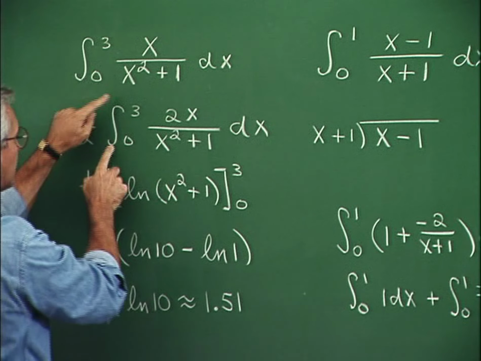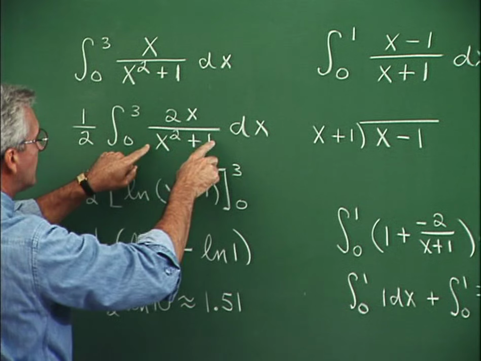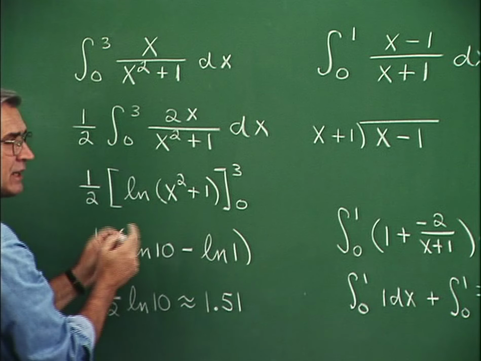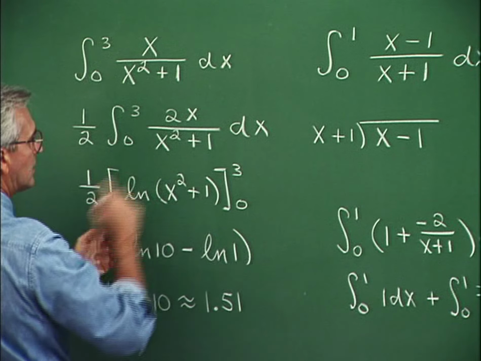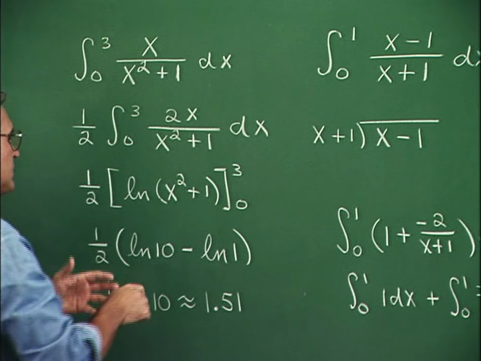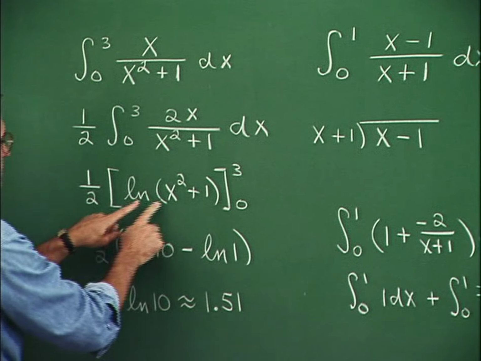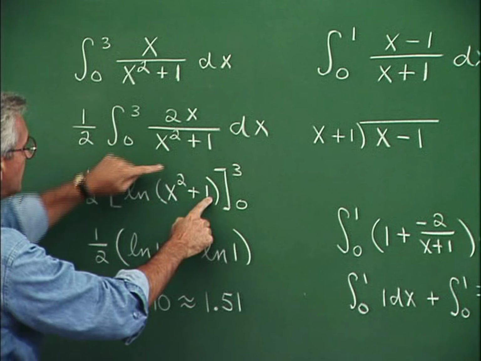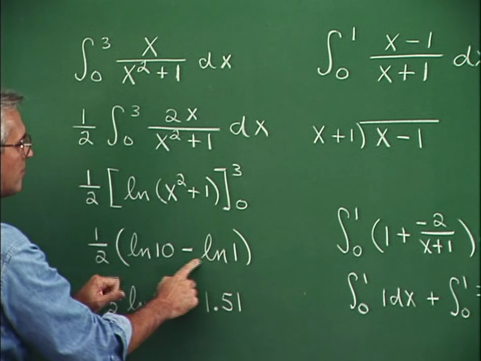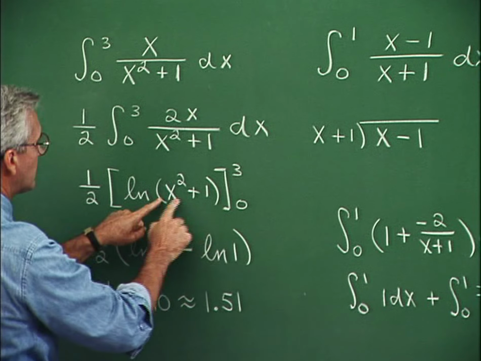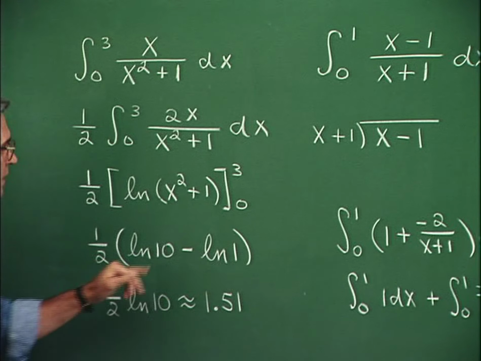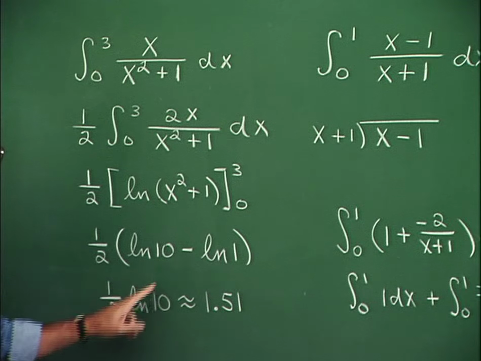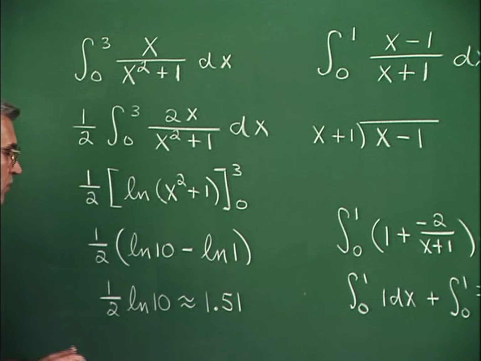So the integral here is the natural log of the absolute value of x squared plus 1. We don't need the absolute value because of the x squared, and the limits of our integration. So we just pop in those limits. When x is replaced with 3, we have 3 squared, 9, plus 1, 10. So this is ln 10 minus, and when x is replaced with 0, we have ln 1. We know that ln 1 is 0, so this goes out. We have 1/2 ln 10, which is approximately 1.51.